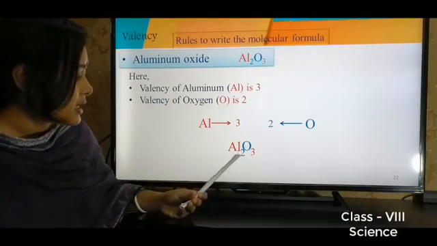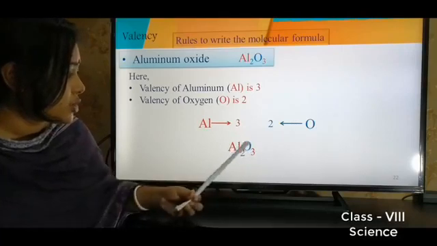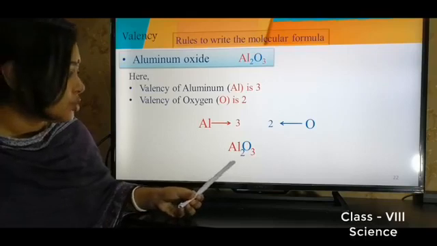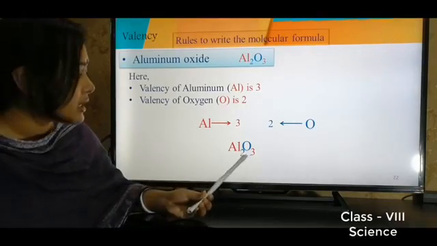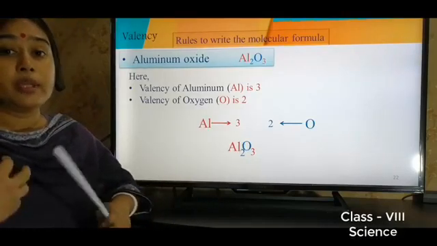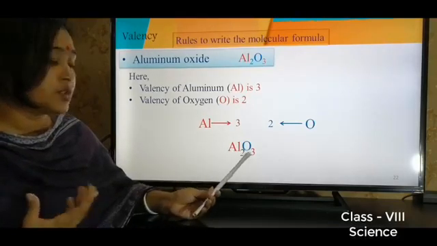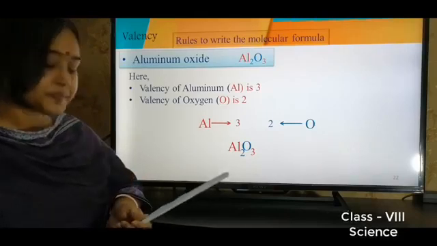So here the valency of oxygen is 2 and the valency of aluminum is 3. These 2 and 3 are not multiples of any number. That way we didn't divide 2 and 3. We don't get a whole number by dividing 2 and 3 with any number. So we will keep it this way.